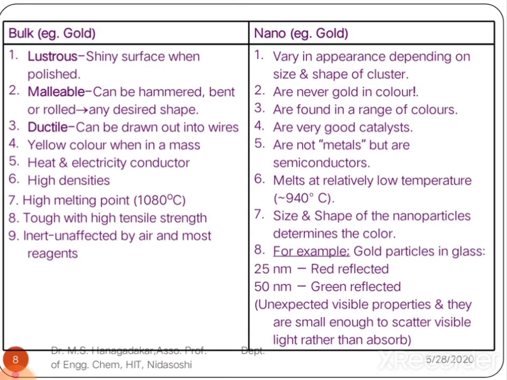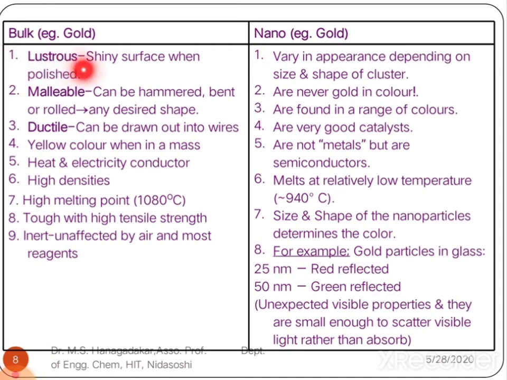Now, how can we compare nanomaterials and bulk material by taking an example of gold. Here in the first column, I have explained the properties of gold that you can observe in the bulk material. But in the second column, I explained how the properties are going to change when the same gold is converted into the nanoscale.